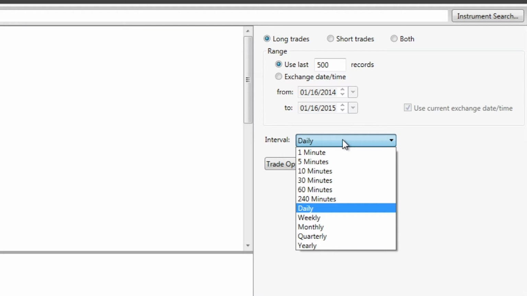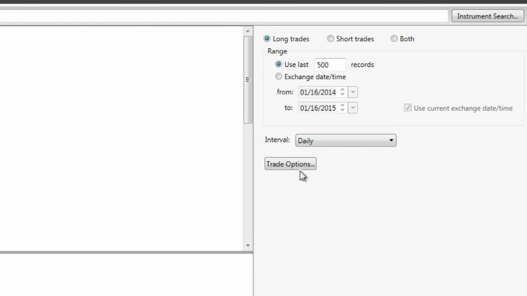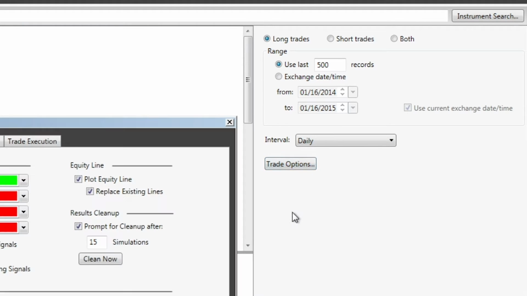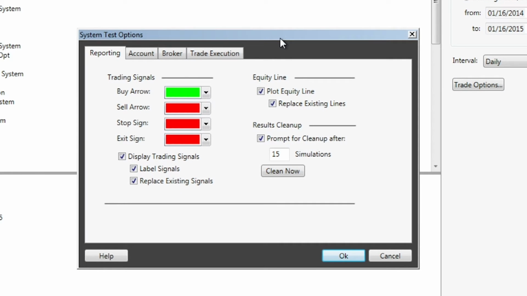We can set our interval. Now I scanned on daily, so I want to stick with daily. And now let's go into trade options and talk about trade options. What trade options allows us to do is set our real-world scenarios in how we actually trade. Because there's a lot of different things that we do individually as traders that may make a difference in the way that something backtests, because each of us are different.